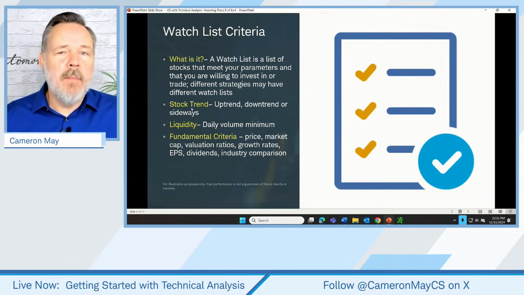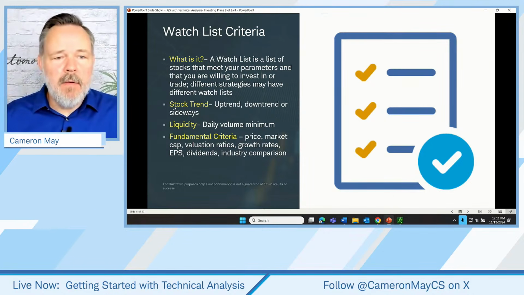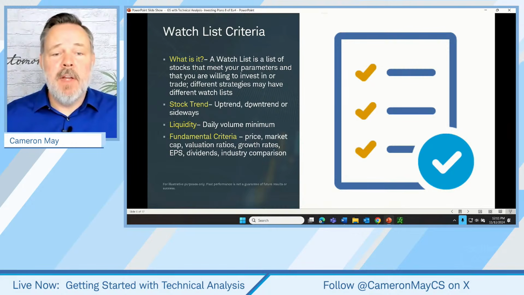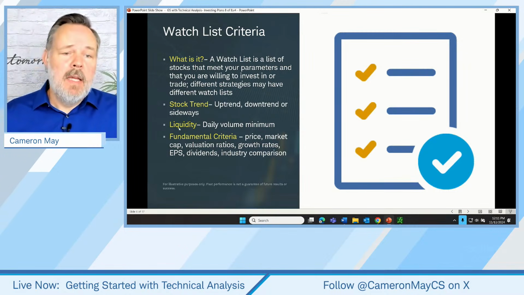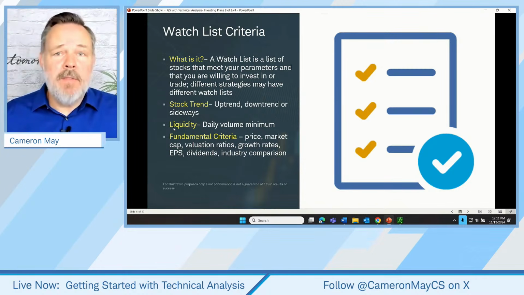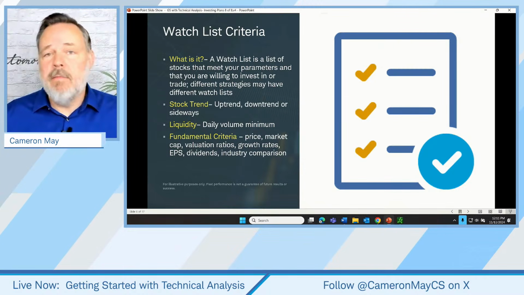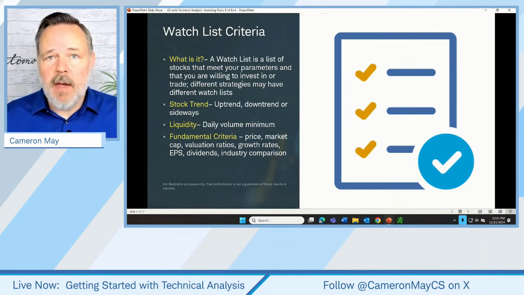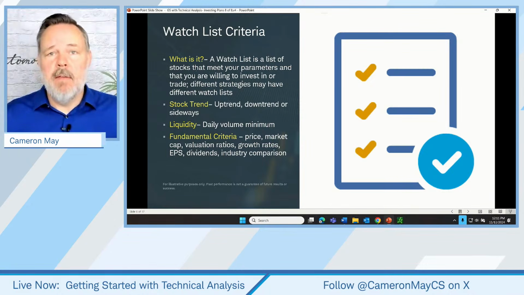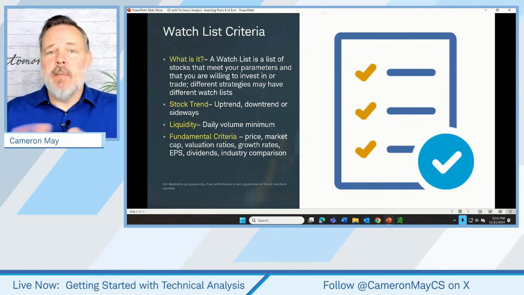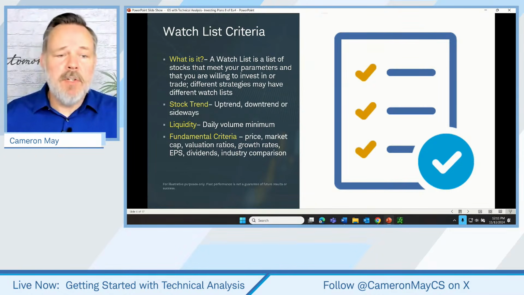What are some example watch list criteria? Well, for a bullish trader, maybe they're looking at the stock trend and they want to confirm that it's in an uptrend or at least a sideways trend. A bearish trader might look for a downtrend or a sideways trend. Regardless of bullish or bearish outlook, though, a trader might really put an emphasis on liquidity, which is just the daily volume that a stock is trading. Very liquid stocks, as I mentioned, might be a little bit more difficult to trade.